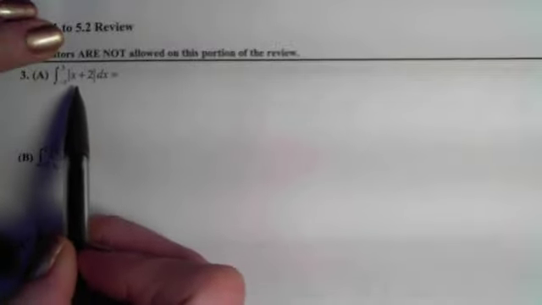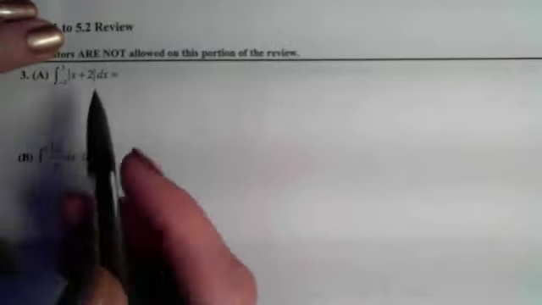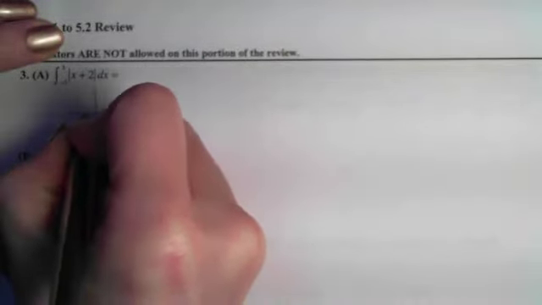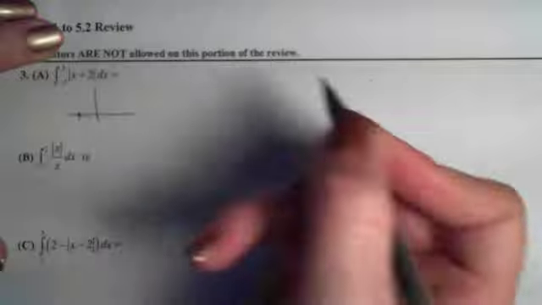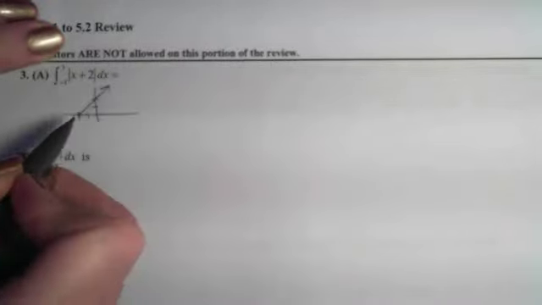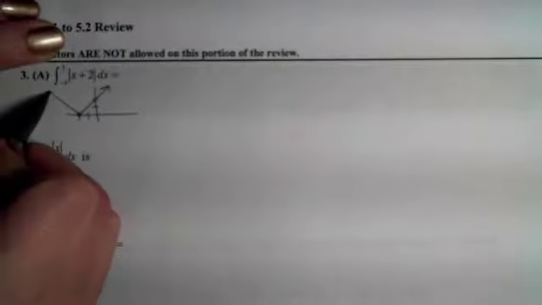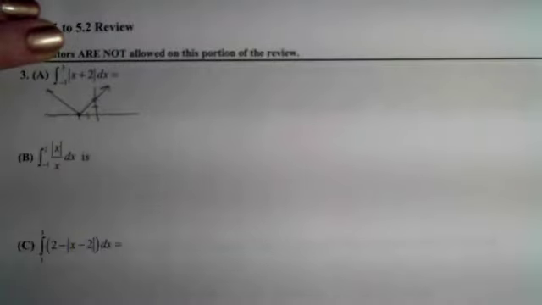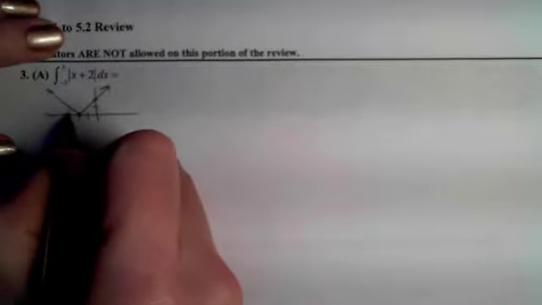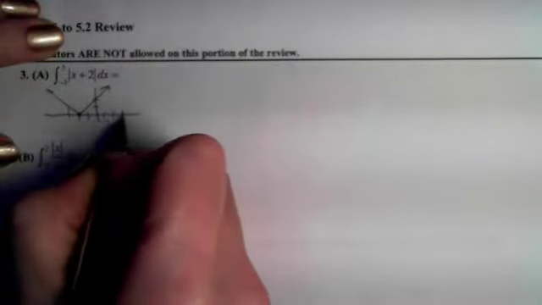If we look at this first one, we have an absolute value function that has been shifted to the left 2 units. So the graph of this would be a V with its vertex at -2 and side slopes of 1 and -1. And we're going to accumulate underneath that curve from -3 all the way up to +3.